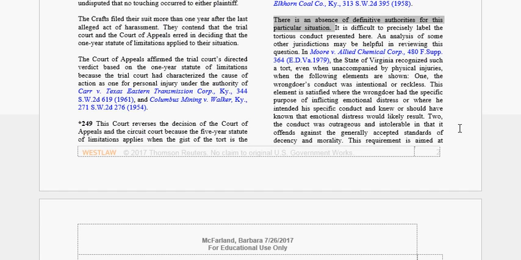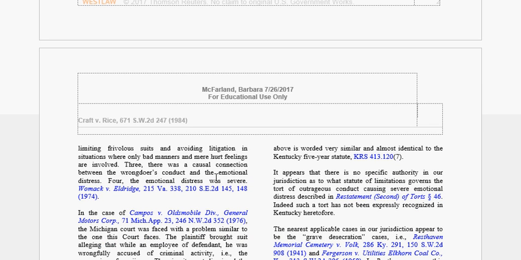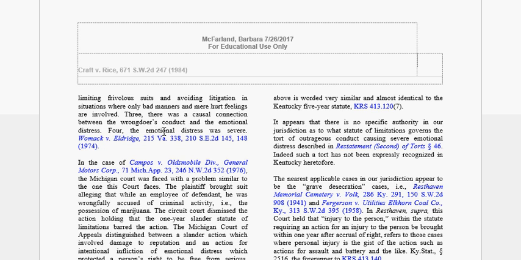This is how the Kentucky Supreme Court did it. So what they do, what Justice Wintersheimer and the justices who agreed with him that this was the right result and signed onto this opinion, what they did, they went through a number of other jurisdictions and discussed what they had done with this type of a fact pattern where somebody did something and the wrongdoer's conduct was really horrible and the emotional distress that was suffered was severe.